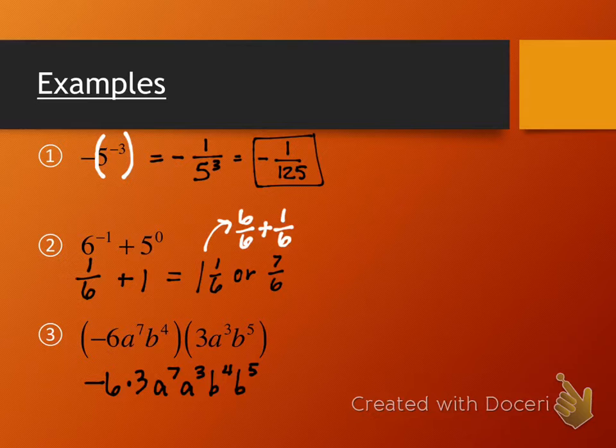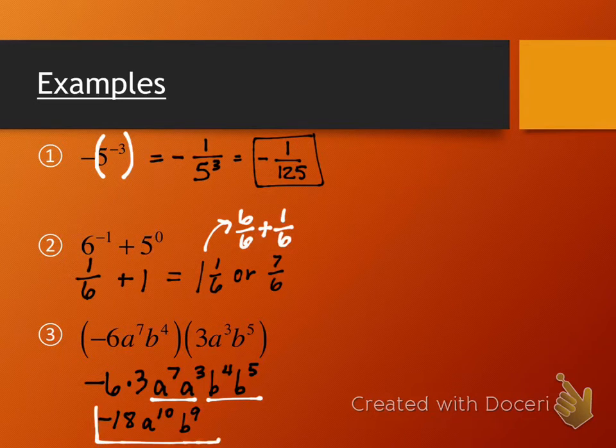What is -6 times 3? -18. All right, the other 2 pieces actually use the properties that we were discussing before. So what is a to the 7th times a cubed? Yeah, a to the 10th. I add the exponents. That was property number 1. And b to the 4th and b to the 5th would be b to the 9th, also adding the exponents.